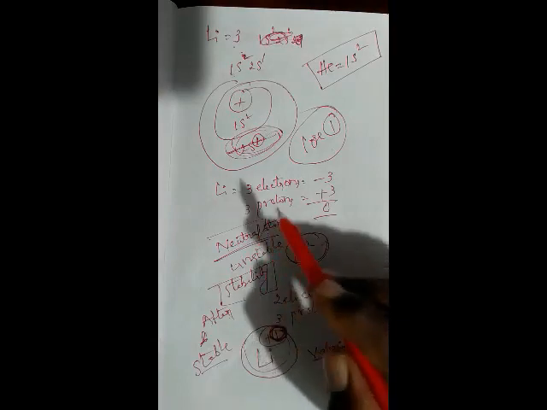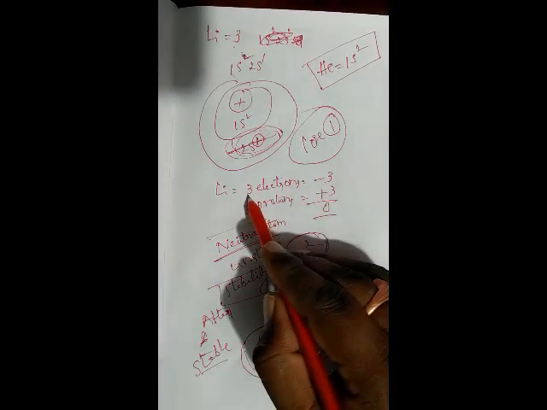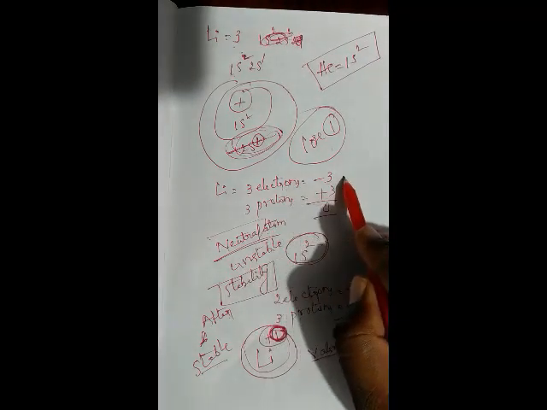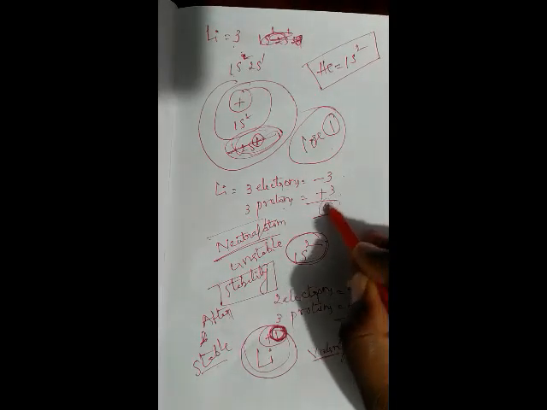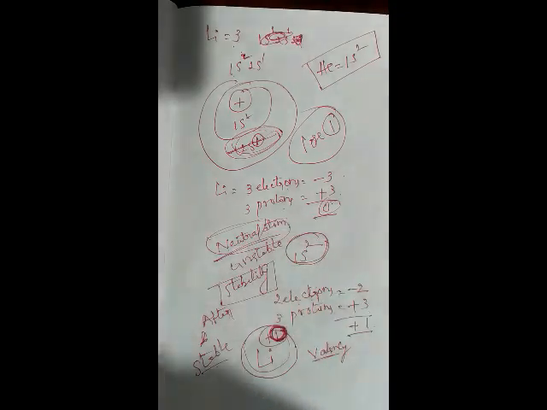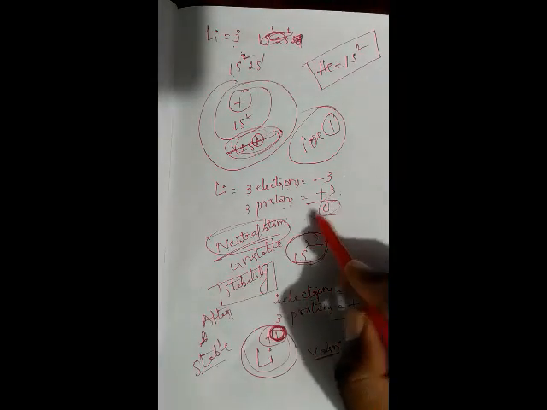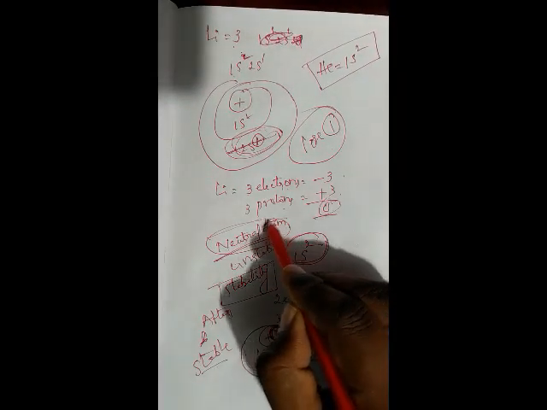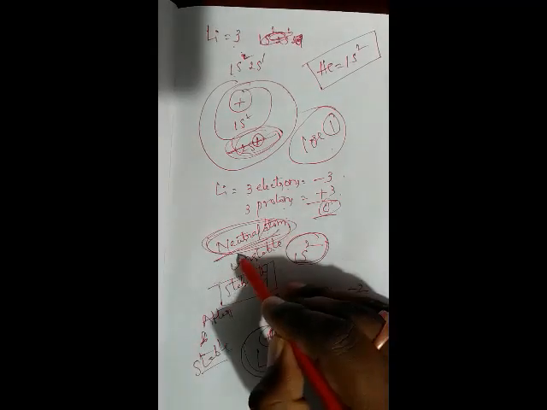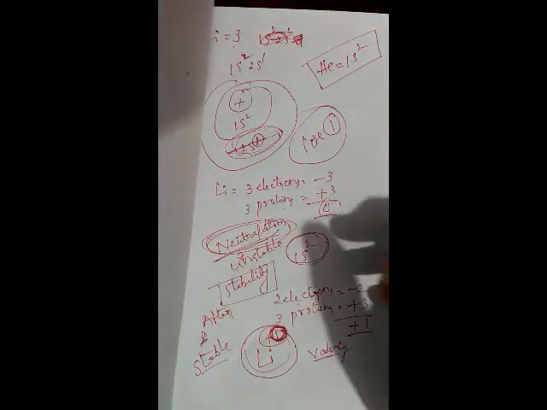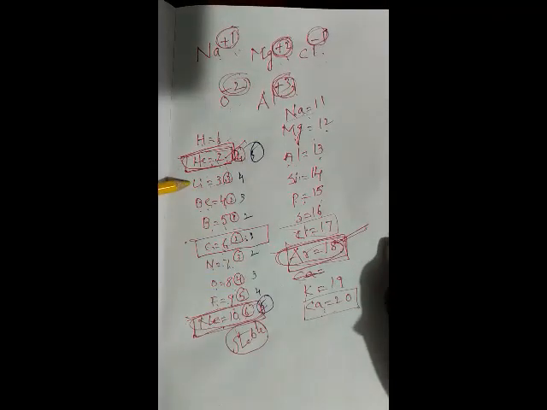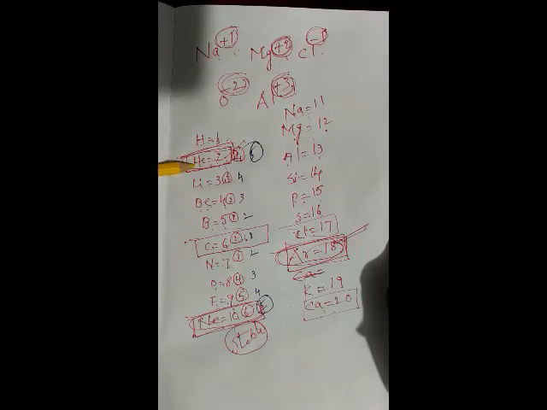So before losing one electron, the lithium contains 3 electrons, so we write minus 3, and it contains 3 protons, so we write plus 3. Now total 0. This 0 indicates neutral. So the lithium atom is a neutral atom and this is unstable. So for getting stability, this lithium loses one electron. When it loses one electron, it acquires the electronic configuration of helium.